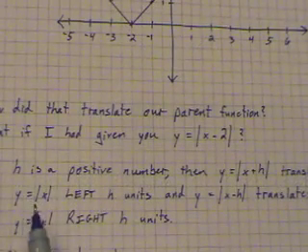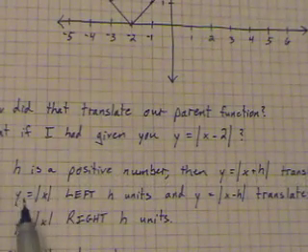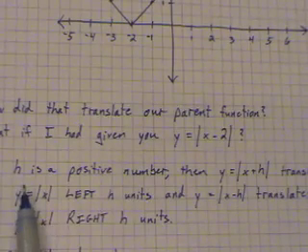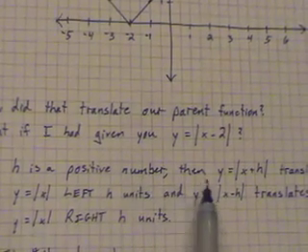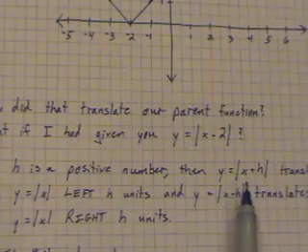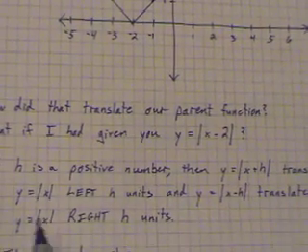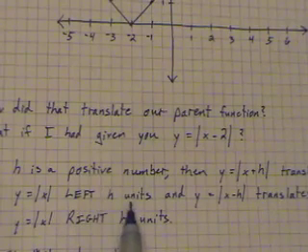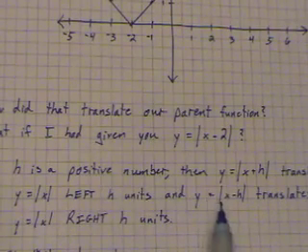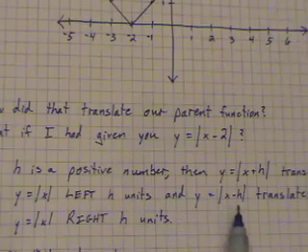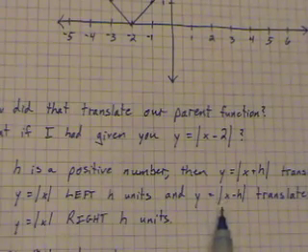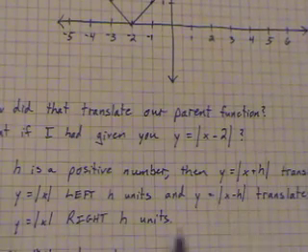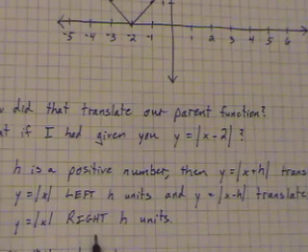Here's our next rule. If it helps you to write it down, please do. If h is a positive number, then y equals the absolute value of x plus h translates our parent function to the left h units. And y equals the absolute value of x minus h translates our parent function right h units.